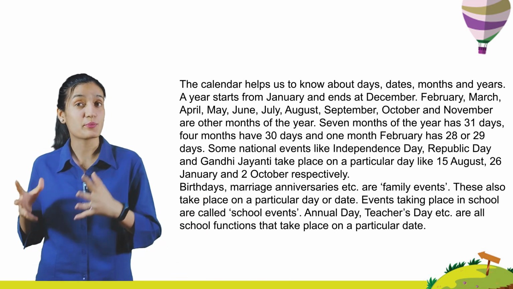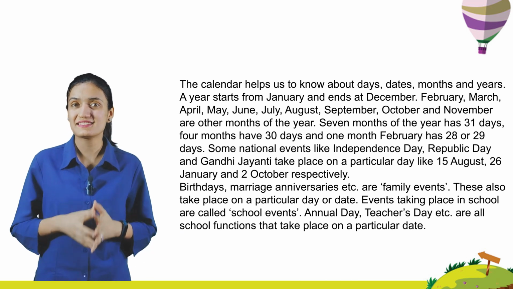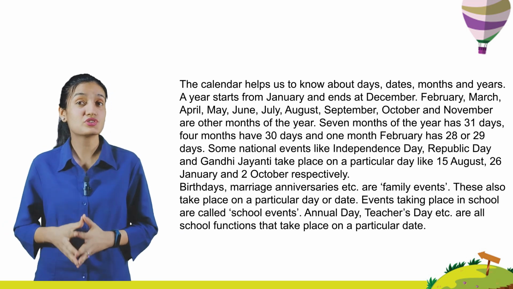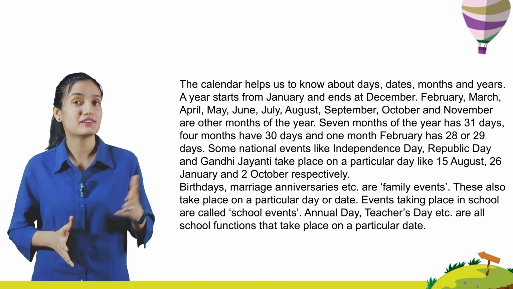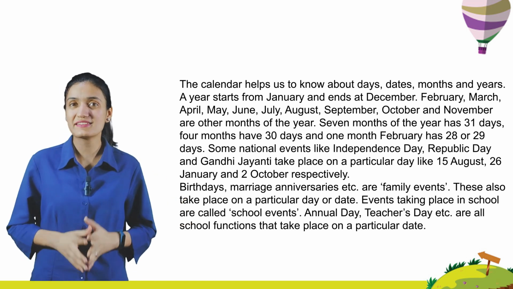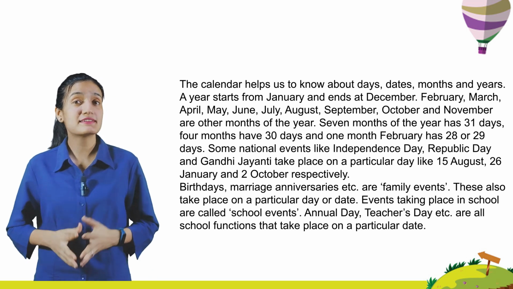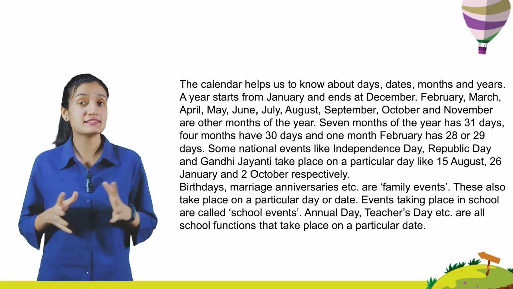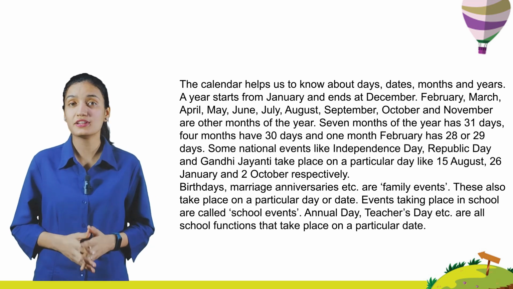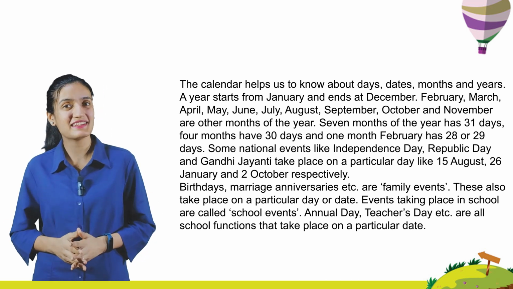A year starts from January and ends at December. February, March, April, May, June, July, August, September, October and November are the other months of the year. Seven months of the year have 31 days. Four months have 30 days. And one month, February, has 28 or 29 days.